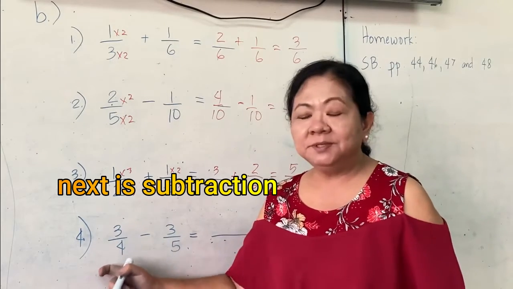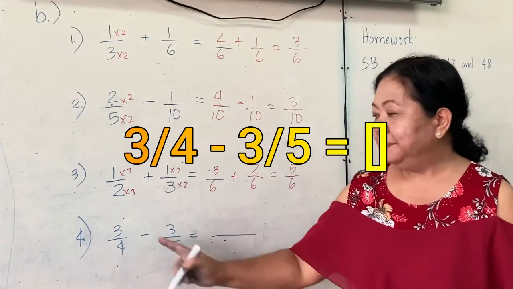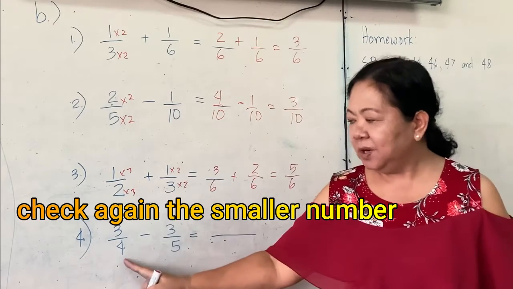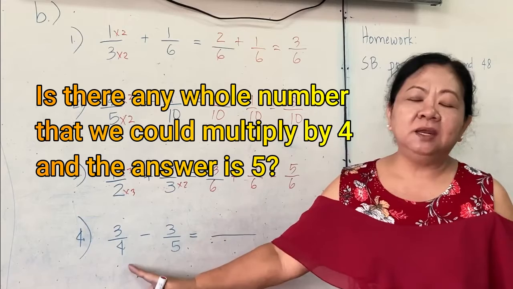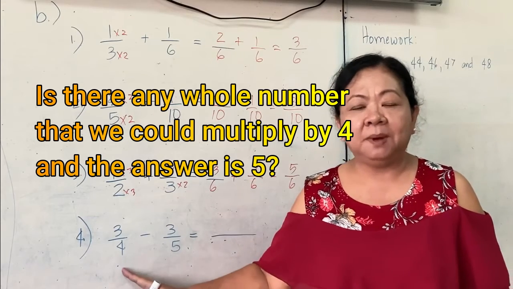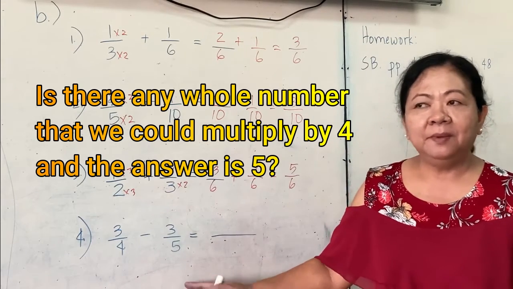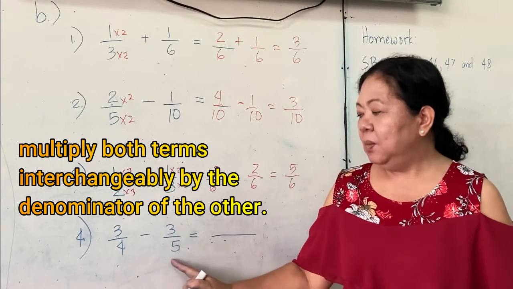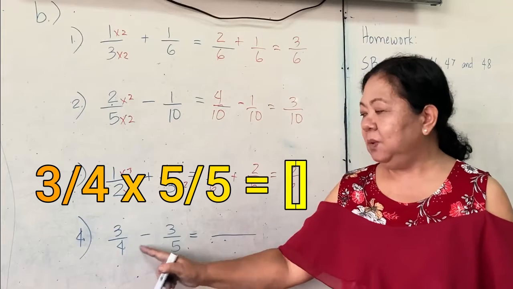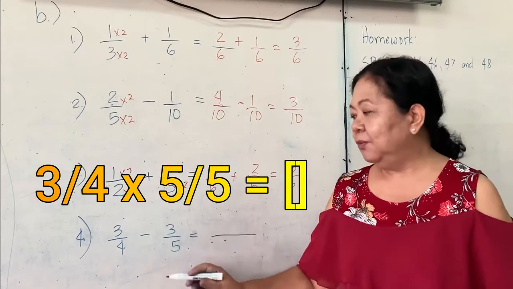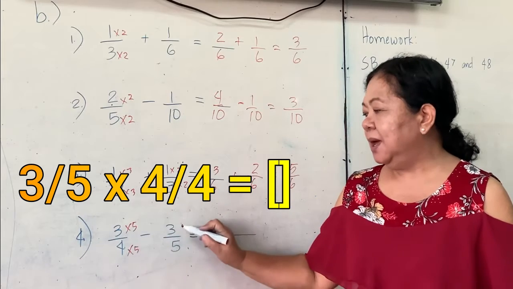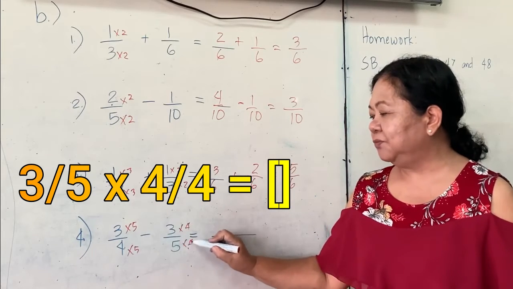Now, let us have subtraction here. 3 over 4 and 3 over 5. Then, check first the smaller number. Is there any whole number that when we multiply by 4 will be equal to 5? Nothing. So, the same thing. We will multiply this by 5 and we will multiply this by 4. So, this times 5 times 5 and this one times 4 times 4.